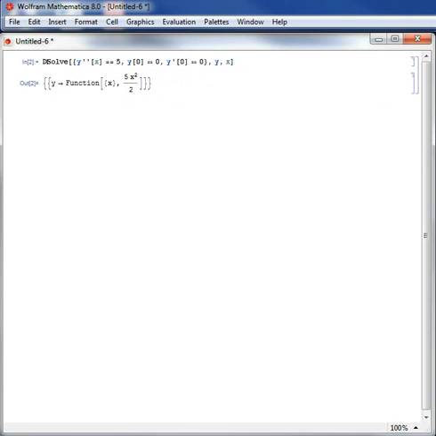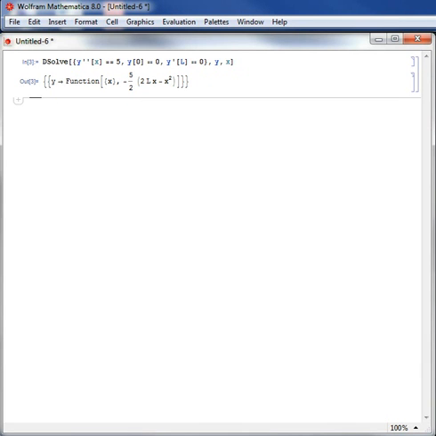I could change the boundary conditions as much as I want. I could say that the y prime, or the partial y by partial x when x is equal to L is equal to 0. Shift enter, it gives me a different solution. And this is how I solve a differential equation.